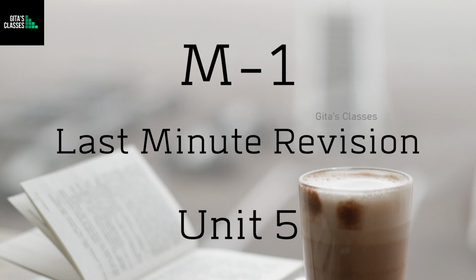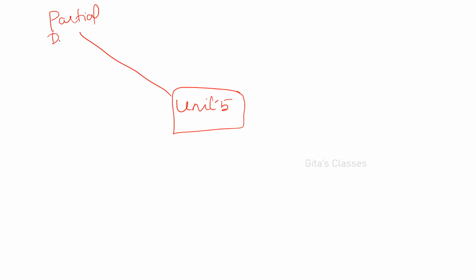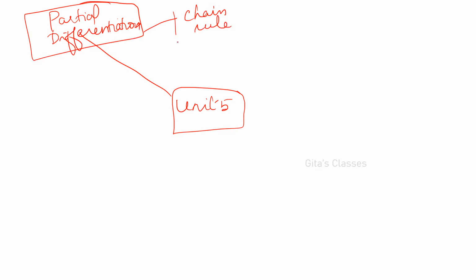Now we are going to revise Unit 5, the last unit of M1. In Unit 5 it is functions of several variables. First we have seen partial differentiation. Whenever you have a single independent variable, y is a function of a single independent variable, there it is total differentiation. Whenever you get more than one independent variable, there comes partial differentiation. In partial differentiation, we have seen chain rule and total differentiation also.